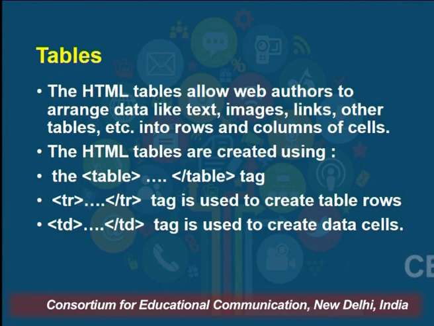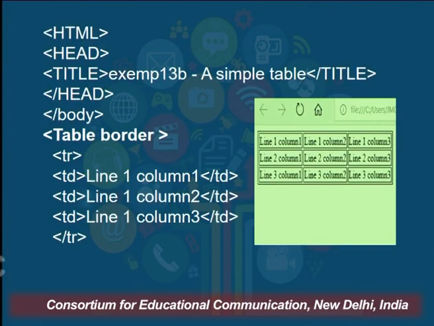So, the first tag that we use is the table tag to specify that now the table is going to be created. Then the rows of the table can be created using table row or TR, and the columns in the table can be created using the TD tag and the closing TD tag.